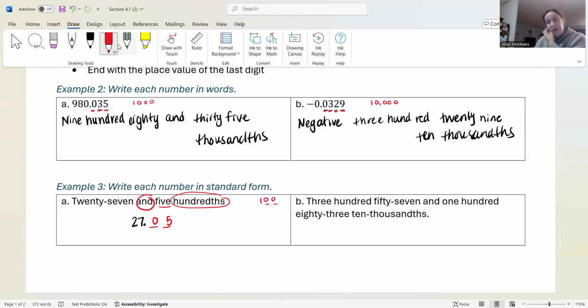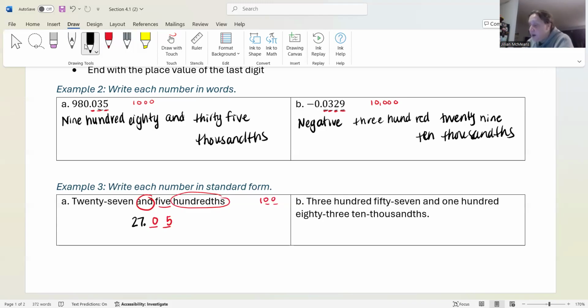So we get 27.05, which is technically going to be pronounced or written or read as 27 and 5 hundredths. So be really careful when converting from words to decimals or to numbers, okay?